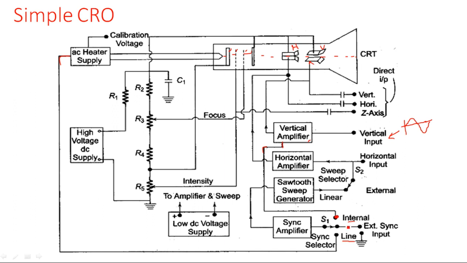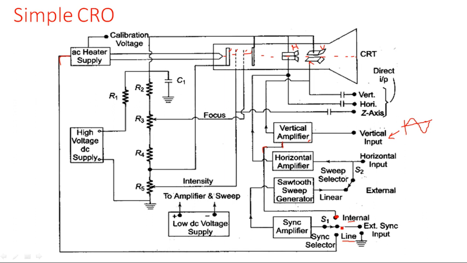As I discussed in the previous video also, the vertical reflection system consists of a vertical amplifier, a delay line, and then the signal is directly applied to the vertical reflecting plates. Coming to the horizontal reflecting plates, the horizontal reflection system consists of, the input is a trigger pulse, trigger signal. The output from the vertical amplifier is given to the trigger circuit, followed by a sawtooth waveform generator, followed by the horizontal amplifier, and then given to the horizontal reflection plates.